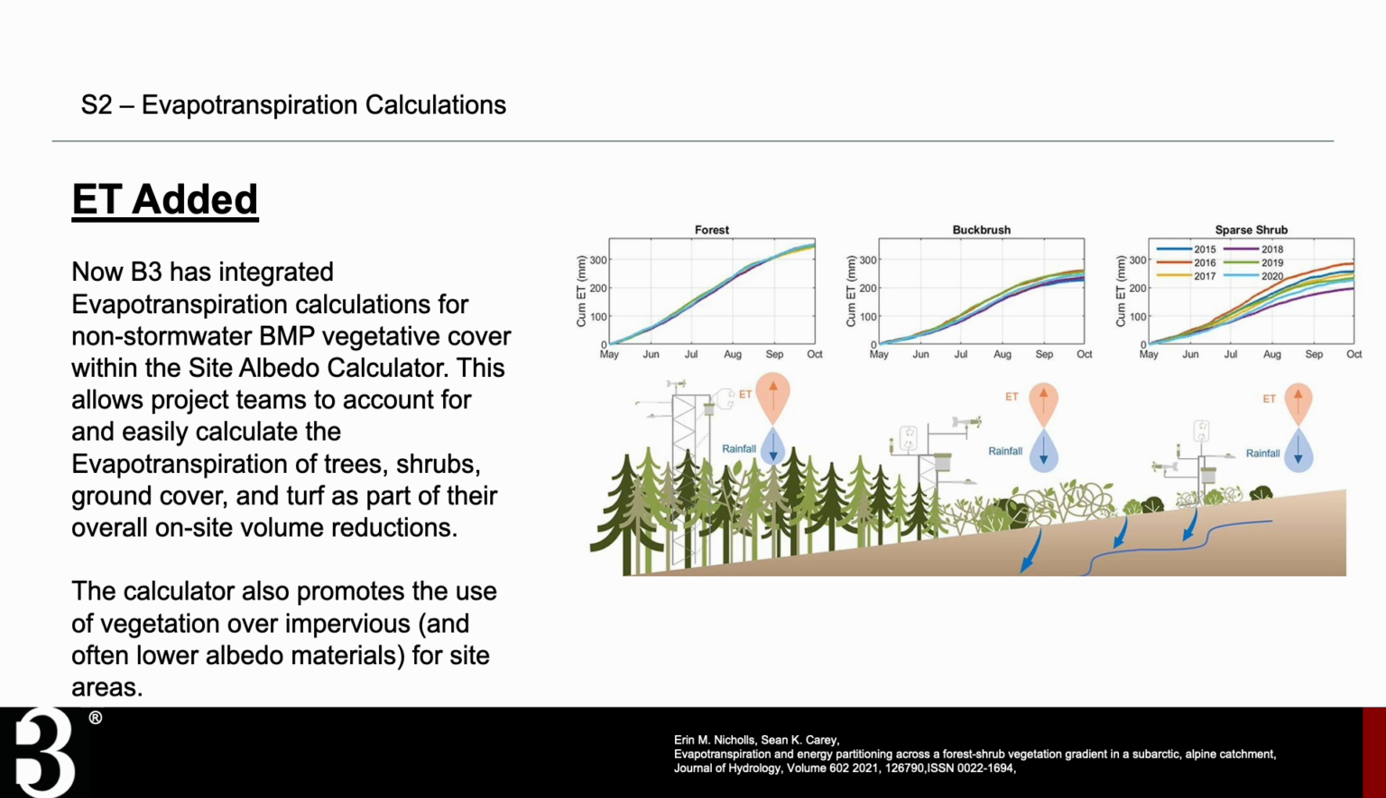As you can see from this diagram, beyond the obvious benefits of having more vegetation on site to promote healthy soils and to reduce urban heat island effect, the benefits to overall stormwater volume management on site can be significantly bolstered if evapotranspiration from vegetated areas is taken into account.